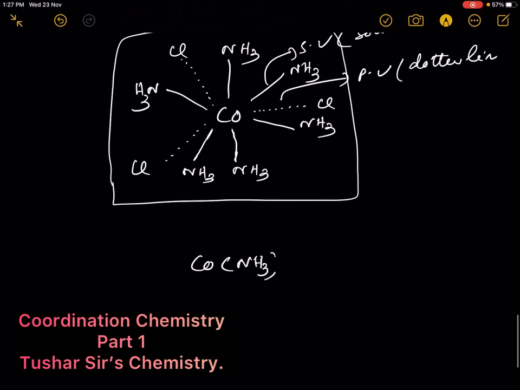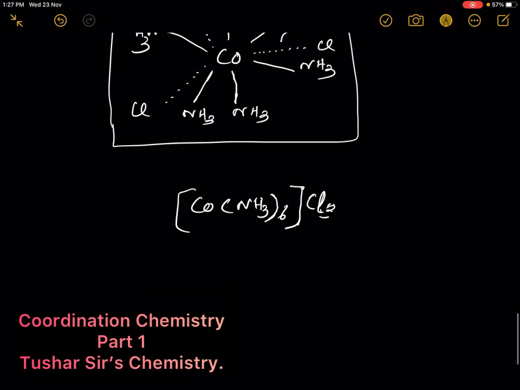This compound, according to modern theory, can be written Co(NH3)6Cl3. You see, this is according to modern theory. This is not according to Werner's theory.